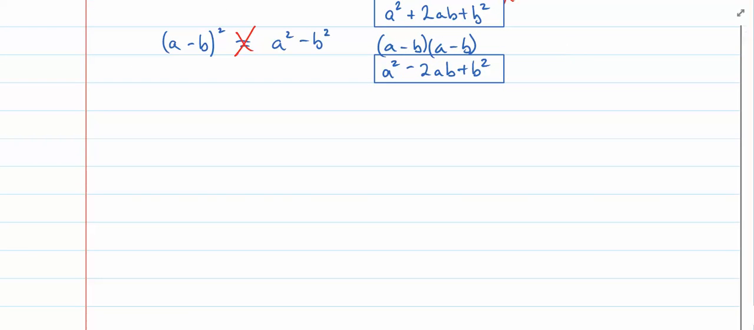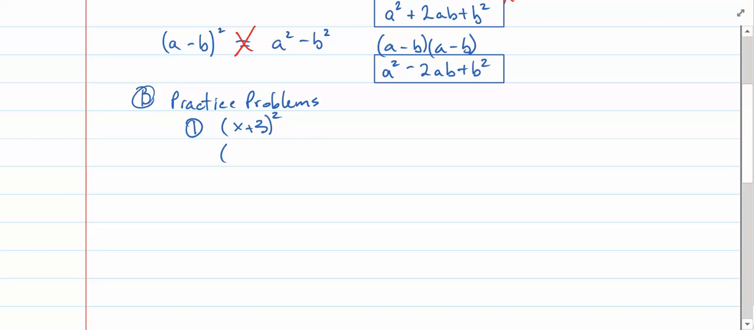Let's look at a couple examples. We'll label this section Part B. The first problem that I'd like to look at in Part B is this one right here. I would like to see the quantity x plus 3 squared. Now remember, when I square a binomial, that means that the binomial has to multiply by itself: x plus 3 times x plus 3.